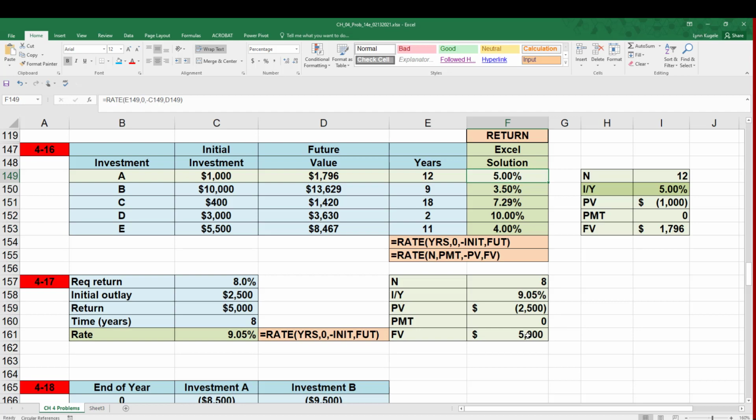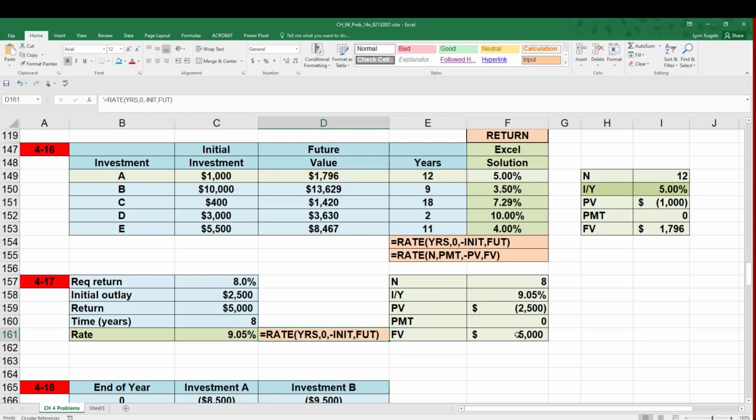17. Kate Berry will not invest unless she can earn at least an 8% return. She's evaluating an investment opportunity that requires an initial outlay of $2,500 and promises to return $5,000 in 8 years. What's the internal rate of return? There it is, 9.05. There it is in the Excel function.